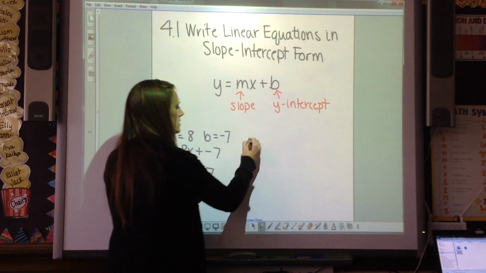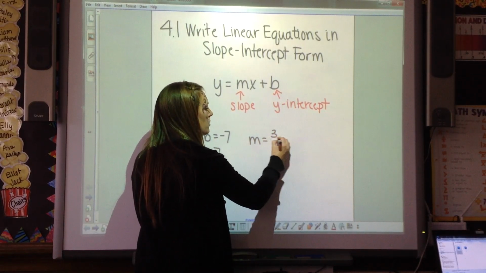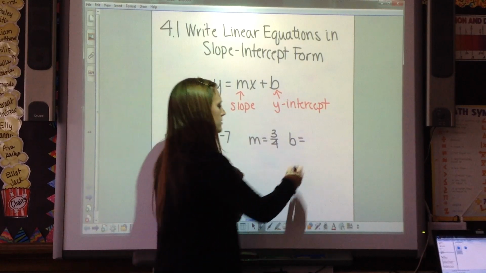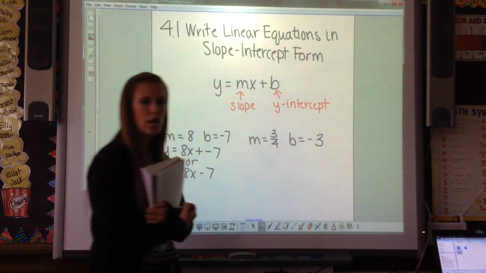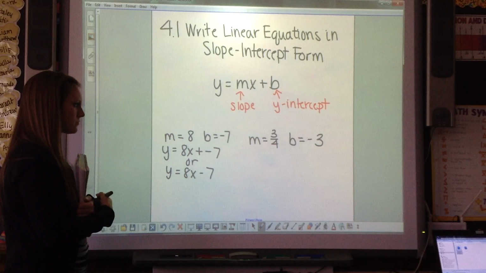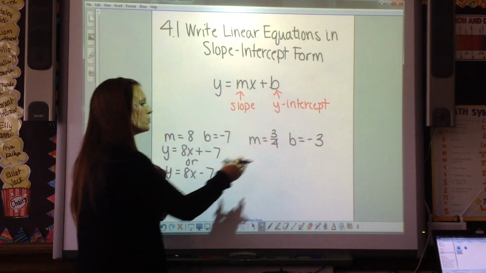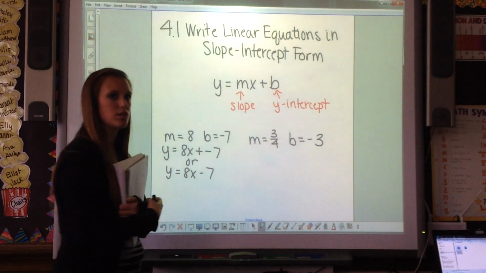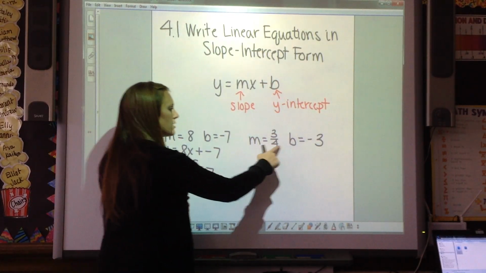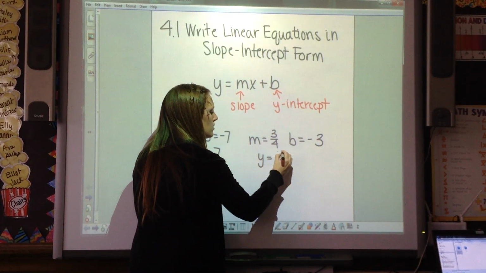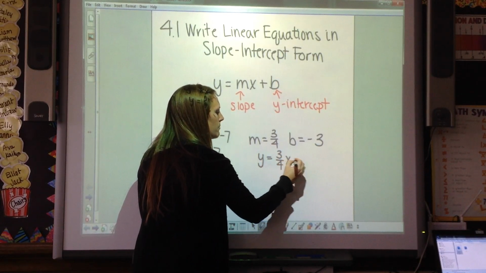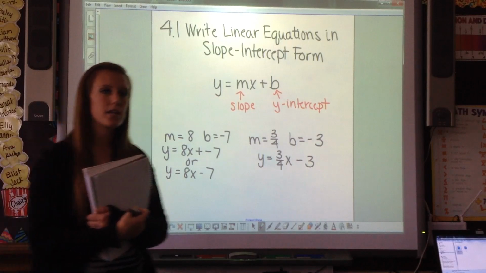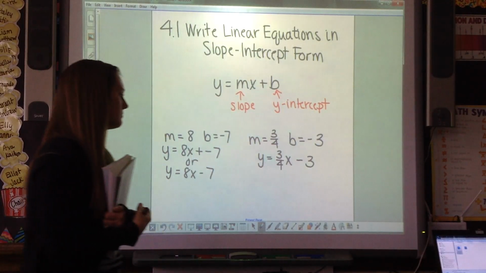Okay, here's another one. Your slope is 3/4, and your y-intercept is negative 3. Push pause and try that now. Again, when you make this equation, you're going to plug this right into the original equation. Instead of writing m and b, you're writing the number they give you. My m is 3/4, and my y-intercept is negative 3. You can have plus a negative 3 as well. It means the same thing.